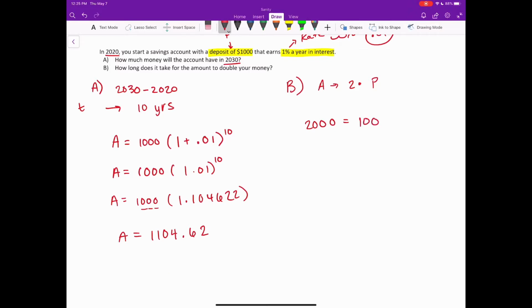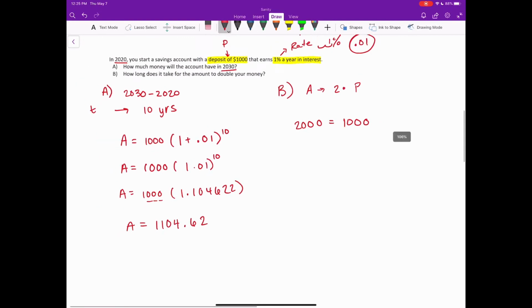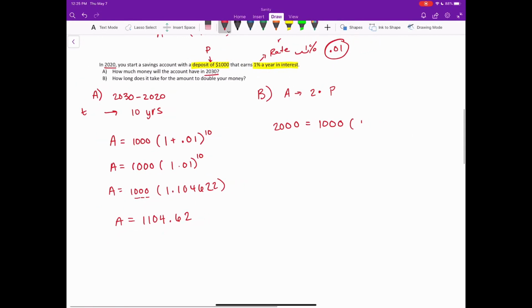I'm going to keep the same deposit of $1,000 multiplied by 1.01. I got to keep that interest rate, but now I'm solving for t, so I'm going to keep that unknown variable up there, t. So I'm going to start to solve by dividing by 1,000 on both sides. I want to get this to a very simple and basic exponential.